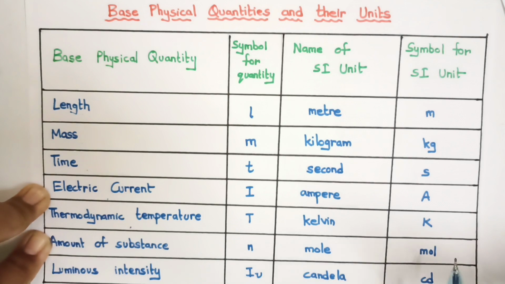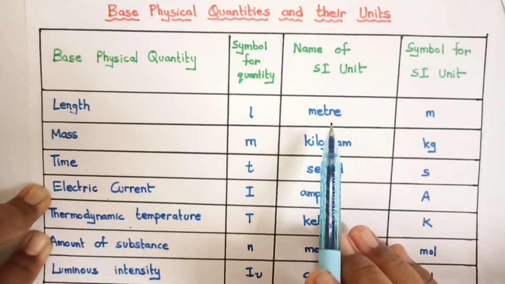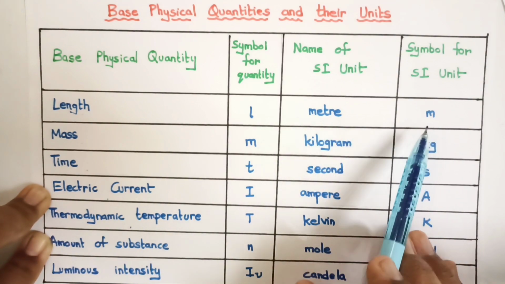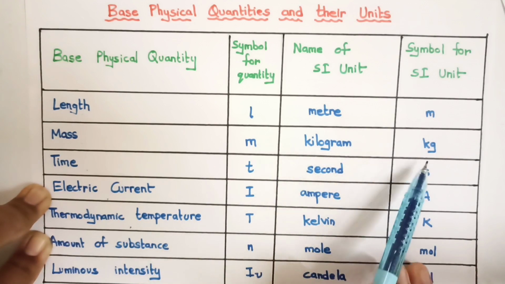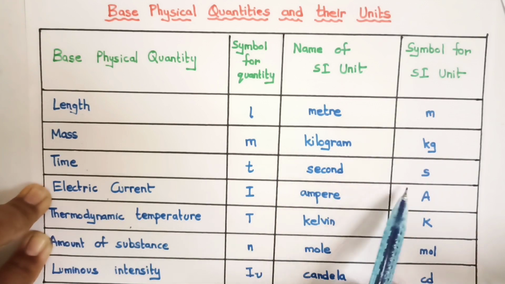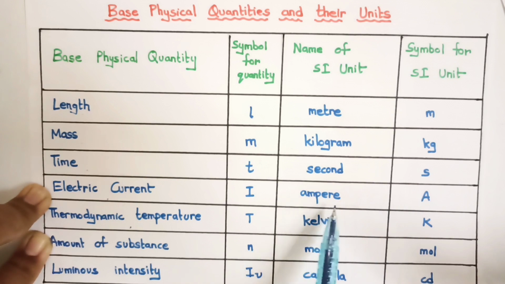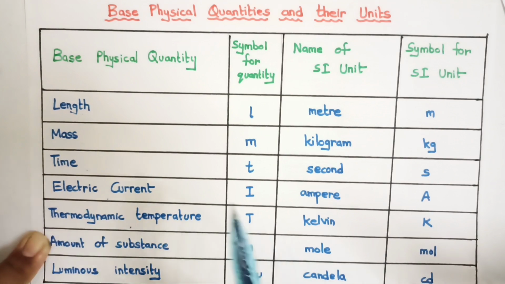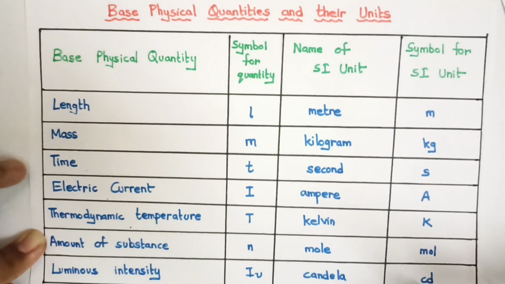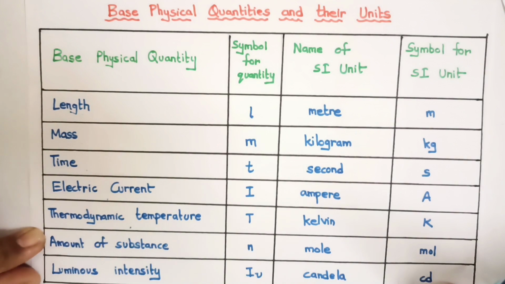Now you have to remember the symbols for these SI units. The symbol for meter is small m. The symbol for kilogram is kg. The symbol for second is s. The symbol for ampere is capital A. The symbol for Kelvin is K. Mole is mol. Candela is cd. So you have to remember these 7 base physical quantities. There is no other shortcut for this. Just you have to read them.